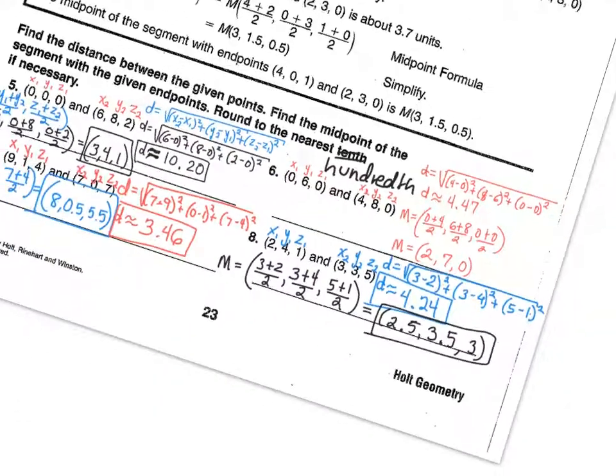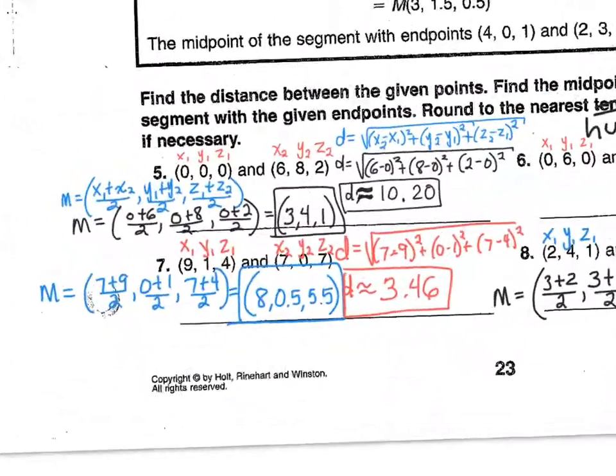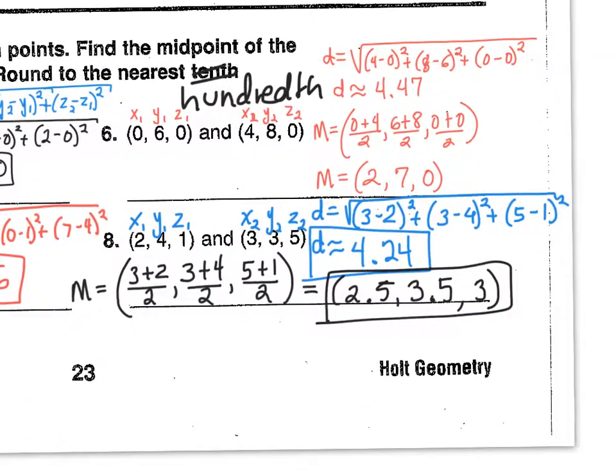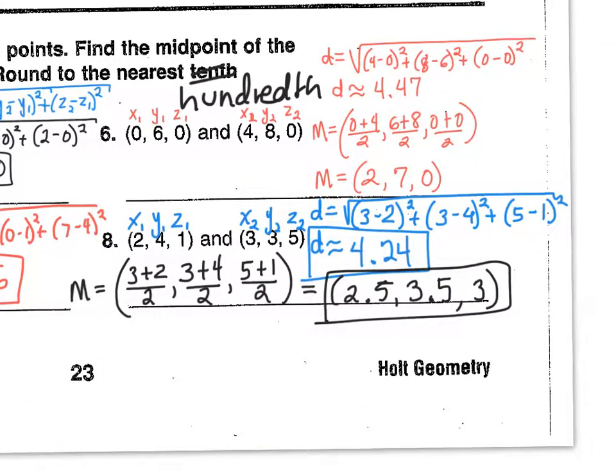For problem number 7, the distance is supposed to be 3.46 when you plug in the numbers, and the midpoint is 8.5 and 5.5 when you plug in the numbers. For problem number 8, your answers are supposed to be the distance is 4.24 approximately, and the midpoint is 2.5, 3.5, and 3.